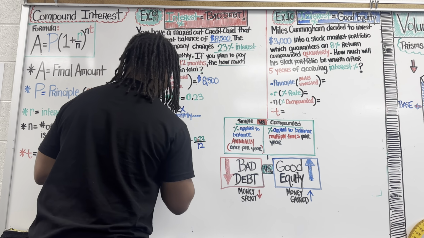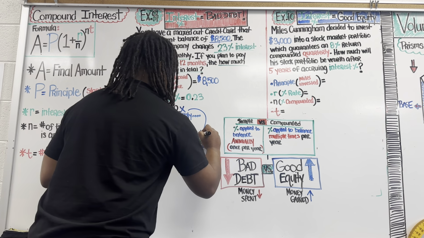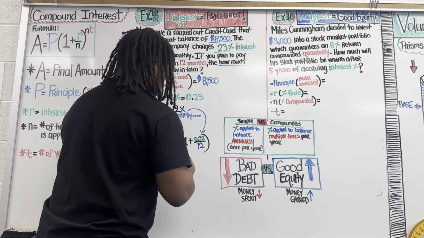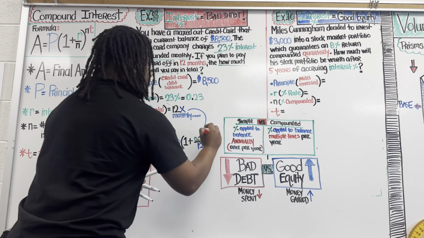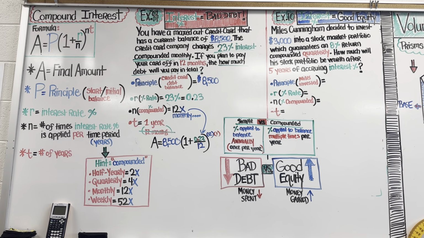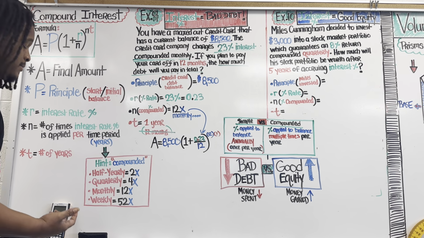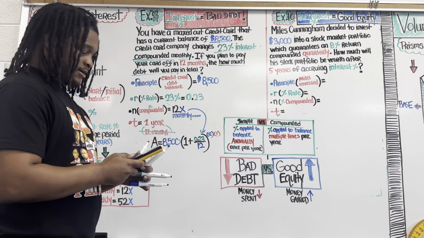I'm gonna make that be blue, but I'm talking about this. 12 times in a year, parentheses close, to the power of n, which is 12 times in a year, compounded, times 1 year. T is 1, 12 months is 1 year times 1 year, right? So now, guys, all we have to do is simplify within the parentheses, simplify the exponent, and then actually solve this problem by just plugging in the numbers into the calculator, okay?